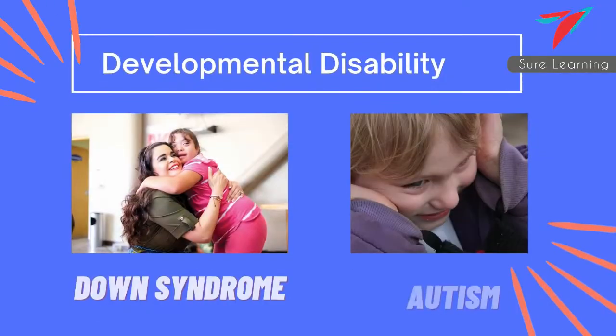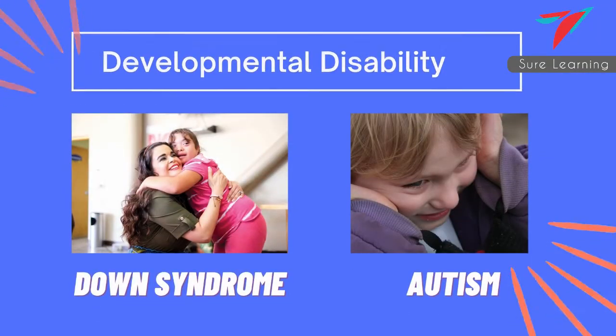Developmental disability. Developmental disability or disorder are more chronic in nature. The child cannot outgrow this condition and the condition stays with the child for a lifetime. Some examples can be Down syndrome, autism, etc.